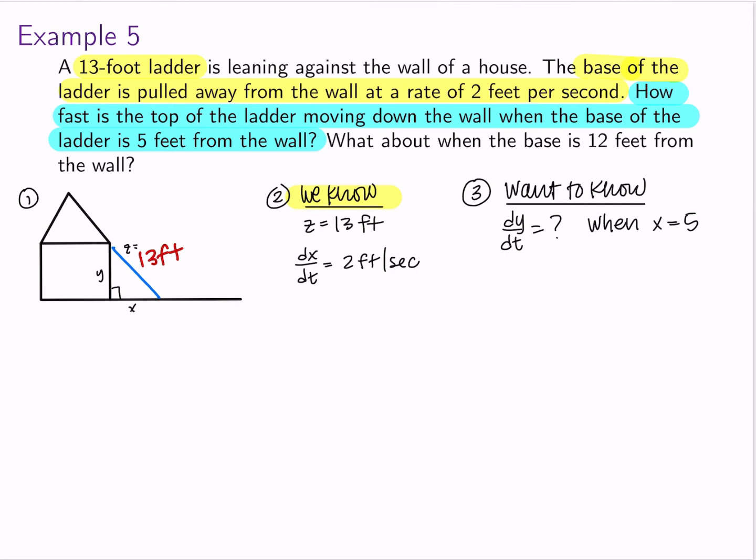So what is dy dt when x is 5? And then the secondary question, so that's A. Part B says, what is dy dt when the base is 12 feet? So when x is 12. So we have 2 pieces we're looking for. Okay. All right. So step 4, we need an equation.